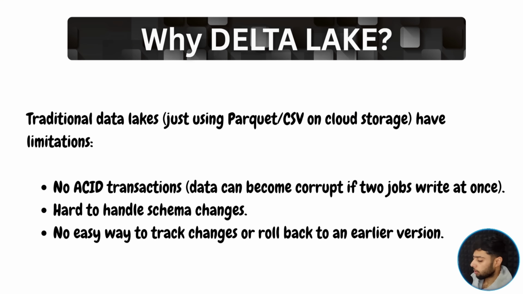First of all, no ACID transactions. That means data can become corrupt if two jobs write at once. Okay. There's no isolation, there's no atomicity, there's no durability, no consistency, nothing. Hard to handle schema changes, with the rise in big data. Schema changes is like your bread and butter. You cannot live without that, right? Then no easy way to track changes or roll back to an earlier version. This is the thing that I was talking about, right? All these things were available only with the SQL databases.